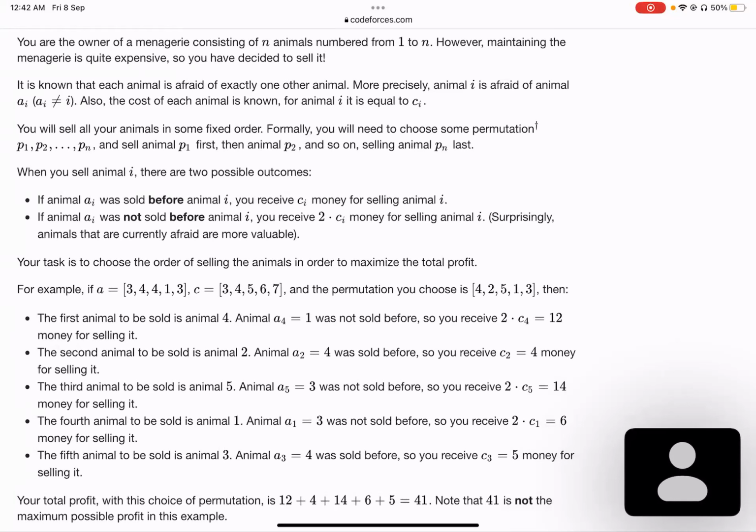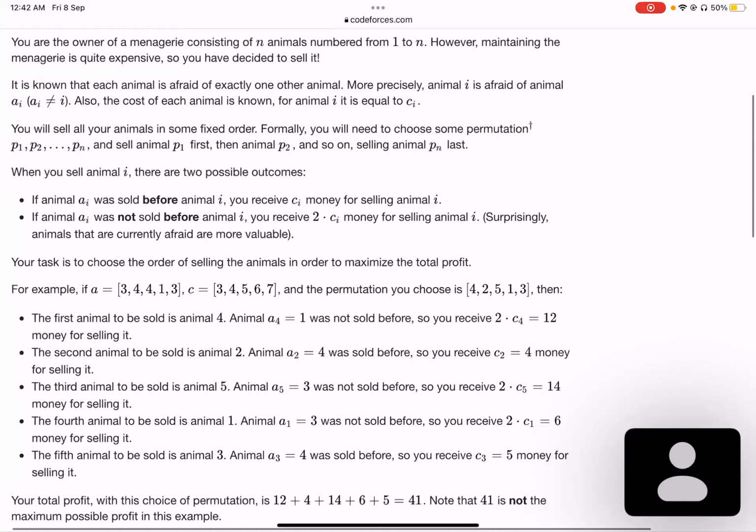Let's say you decided to sell the A_i element. Here, the ith element is afraid of the A_i element. So the first element is afraid of A1, the second element is afraid of A2, the third element is afraid of A3. And they have also given us the costs: the first element's cost is C1, the second element's cost is C2, the third element's cost is C3.